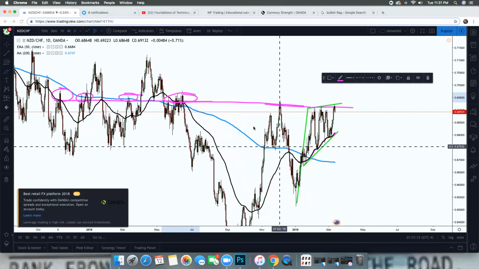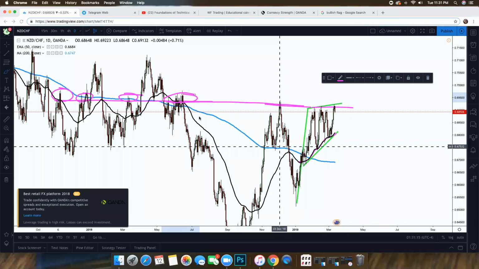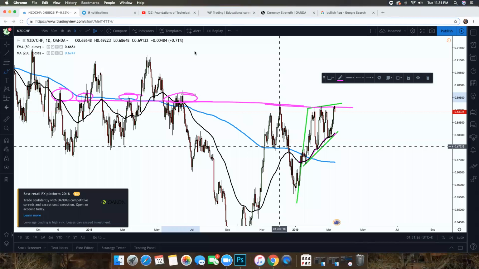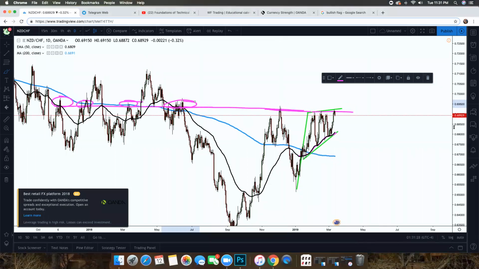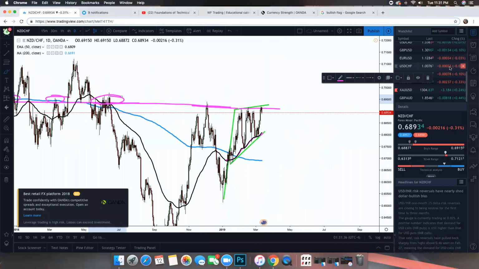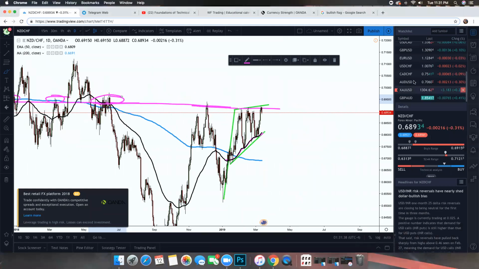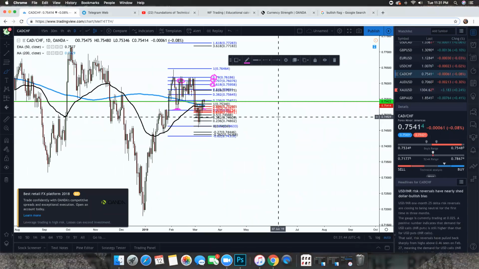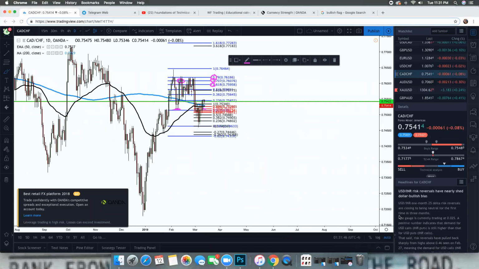Now, inverse head and shoulders. On what pair, bro? Edgar, what pair are you talking about for the inverse head and shoulders? Are you talking on the D? Oh, you're talking for this pair right here? Oh, the one before it? Let me go back. I'll check that out really fast. CAD-CHF. Inverse head and shoulders on the 4 hour. Okay, bet.